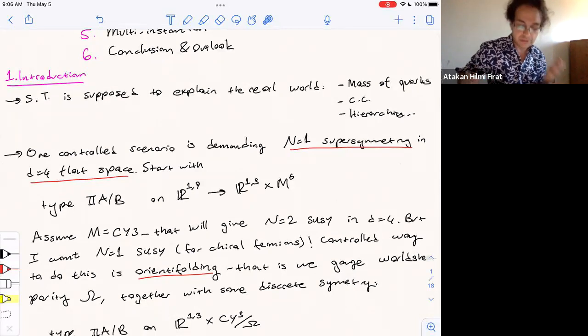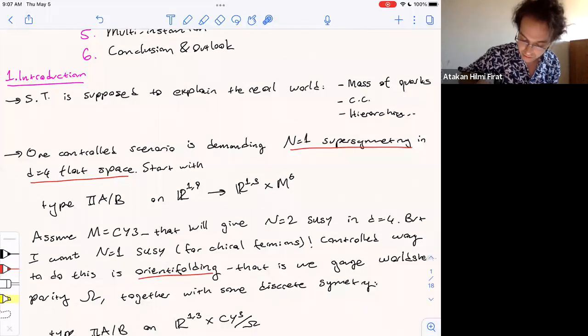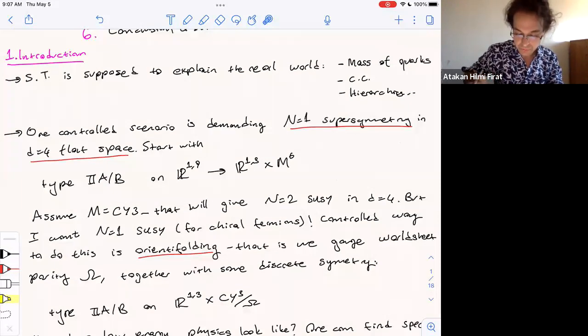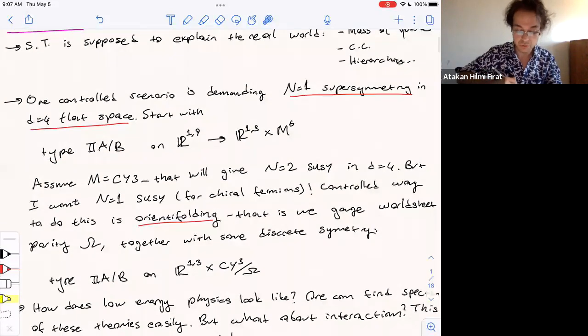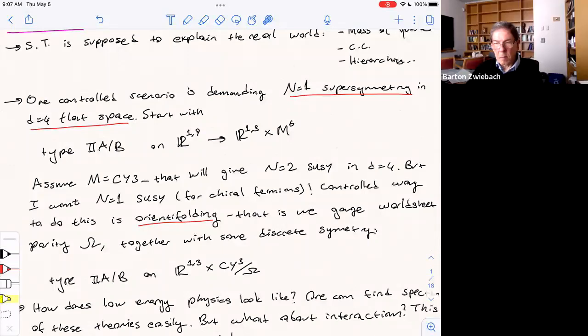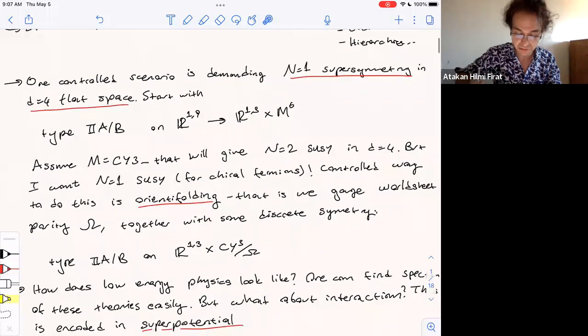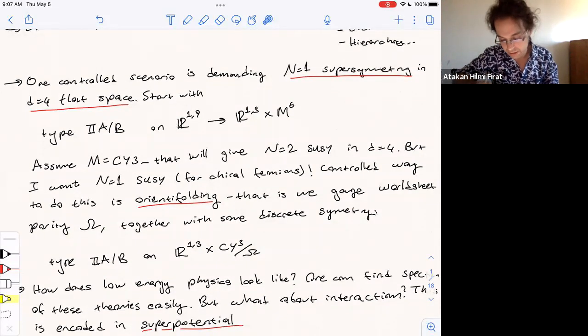First of all, string theory is supposed to explain the real world. We need to extract quark masses and cosmological constant hierarchies, all that, starting from first principles. That's the goal. And one controlled way to do it is to demand N=1 supersymmetry in D=4. There are multiple ways to do it, but here's one based on type II theories. Say that we take a type II theory and compactify on a six-dimensional manifold, taking a Calabi-Yau. It is well known this gives N=2 SUSY in D=4.